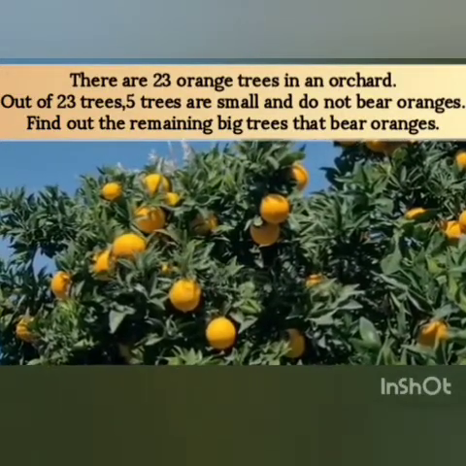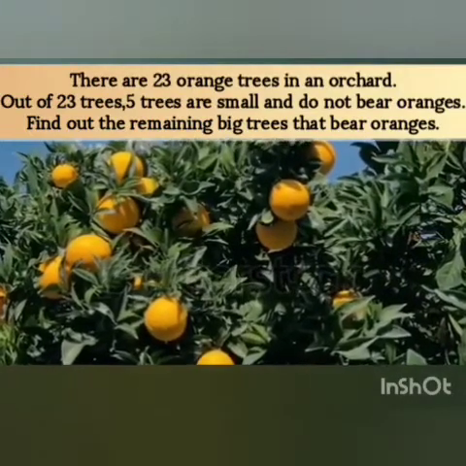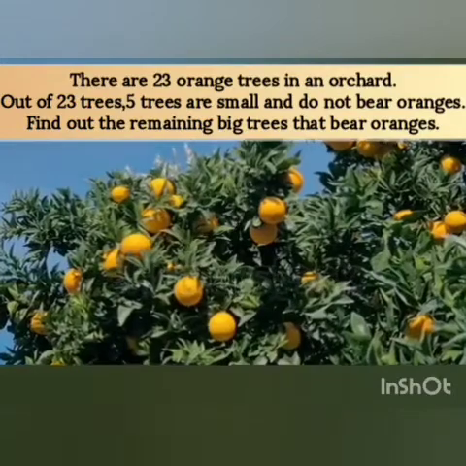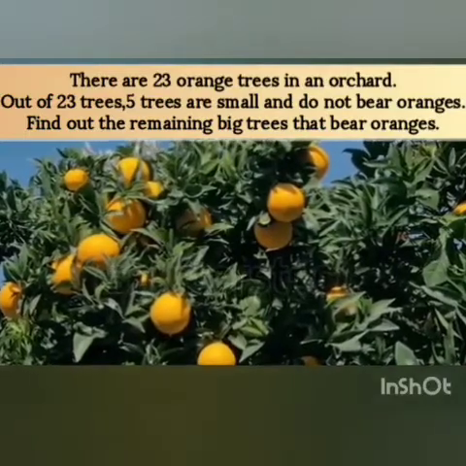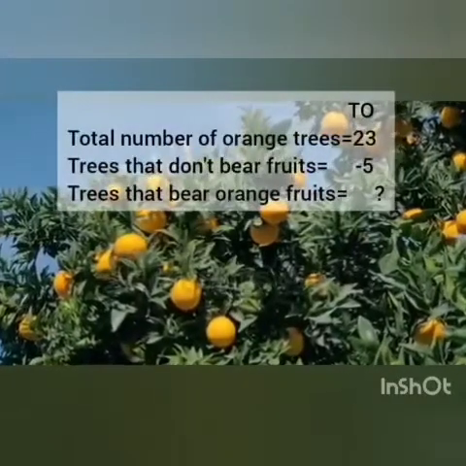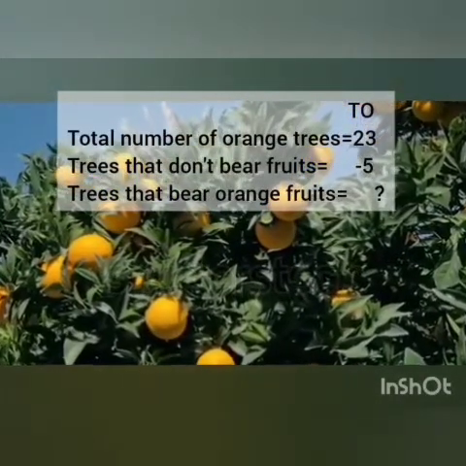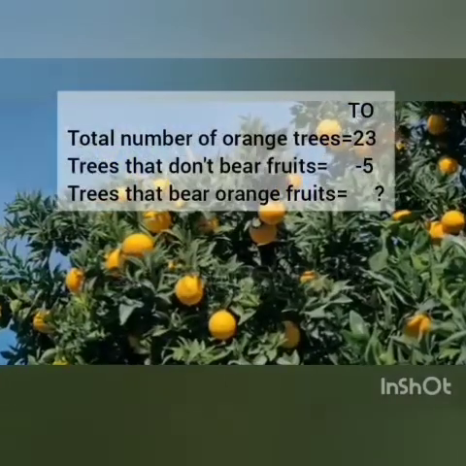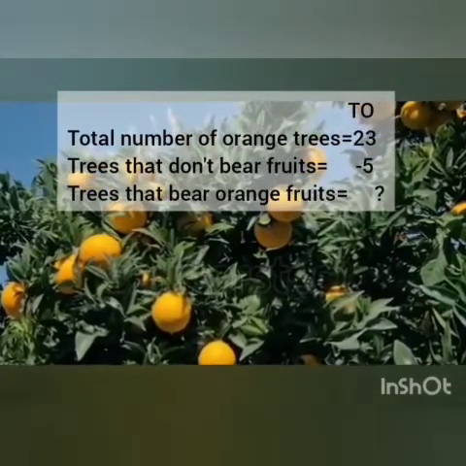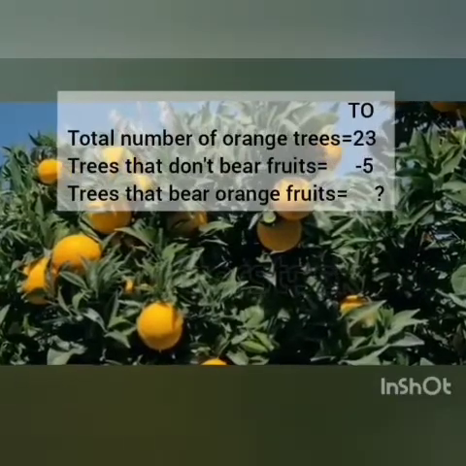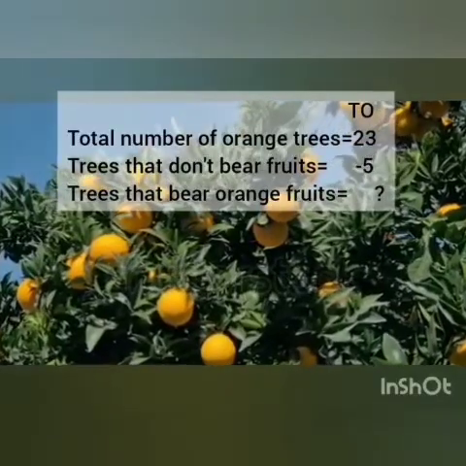There are 23 orange trees in an orchard. Out of 23 trees, 5 trees are small and do not bear oranges. Find out the remaining big trees that bear oranges. So kids, total number of orange trees equals 23 and trees that don't bear fruits equals 5. Now to find out the number of trees that bear orange fruits, we will have to subtract 5 from 23. Now let's see the solution of this word problem.